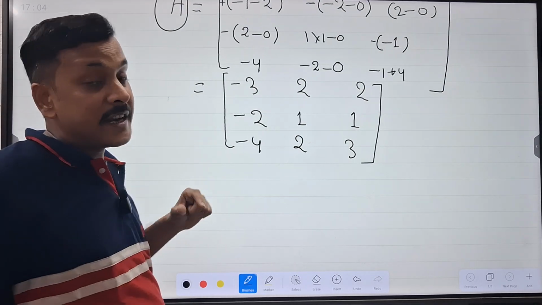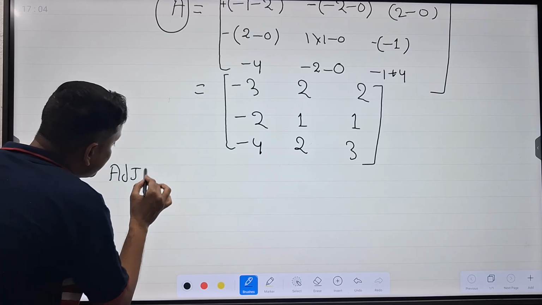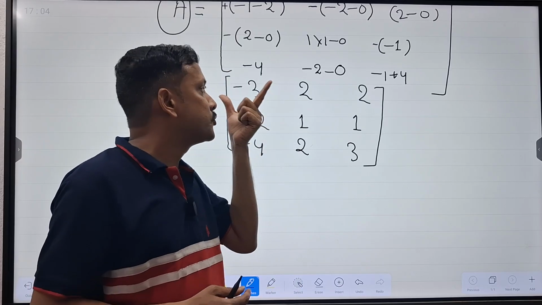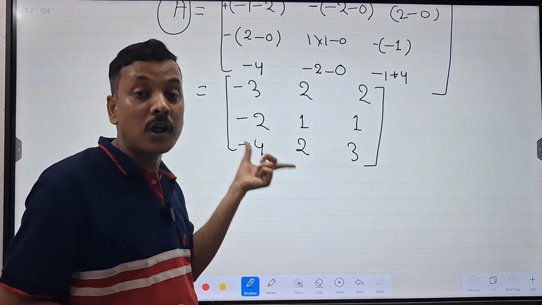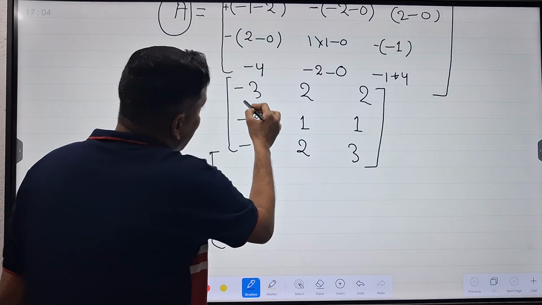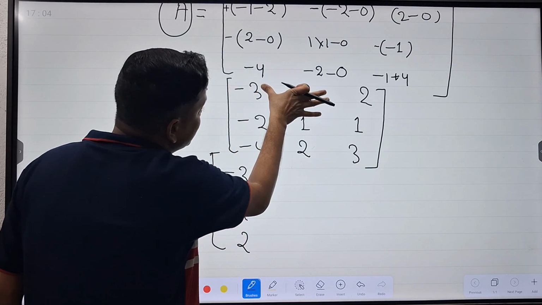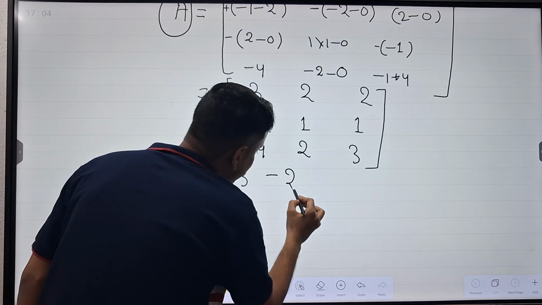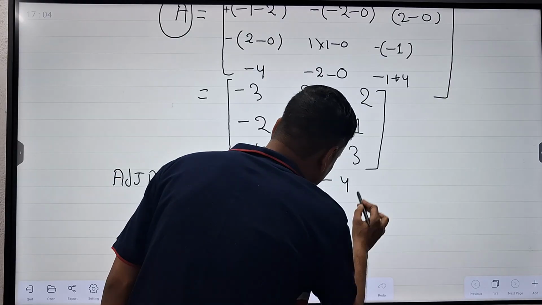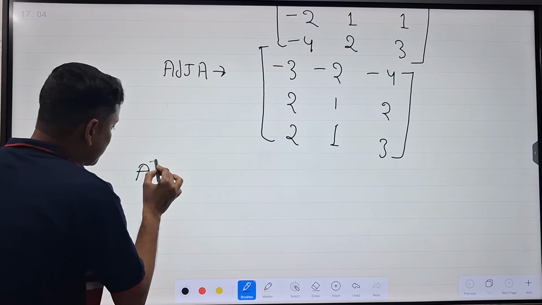Now I have to find the adjoint of the matrix. So what is the adjoint? Adjoint A equals the transpose of the cofactor. Transpose means if you change the row into column or column into row, that is transpose. So I have to find the transpose here. That means I can write it as minus 3 2 2, I change just this row into column, minus 2 1 1, minus 2 1 1, and minus 4 2 3. This is adjoint A.